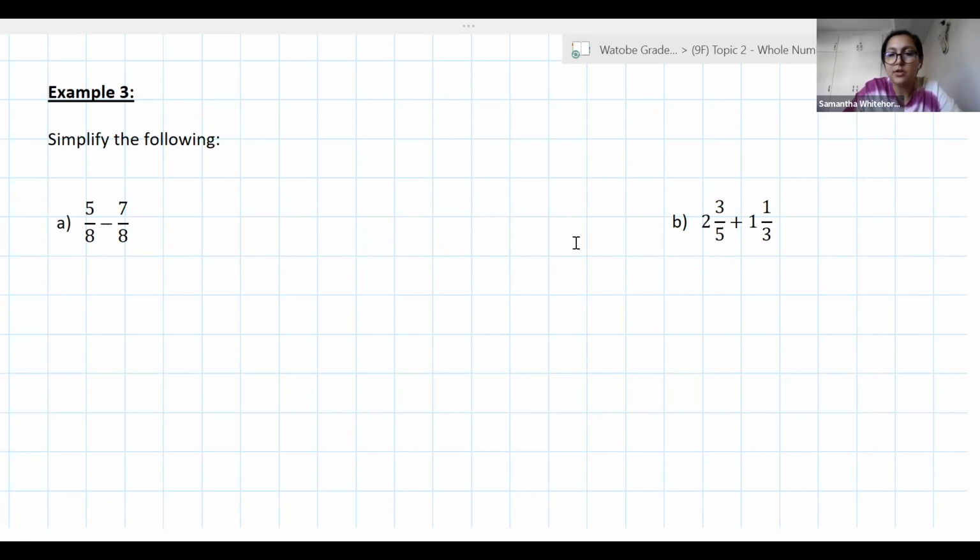So you can have a look at these, but my first question to you is, when we add or subtract fractions, what is the one thing we need to have before we start adding or subtracting? Take a think. What is the one thing that we need?